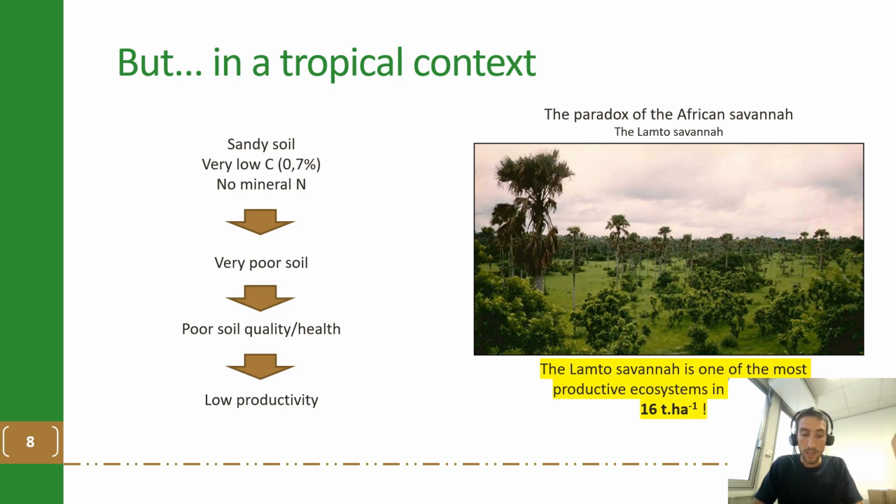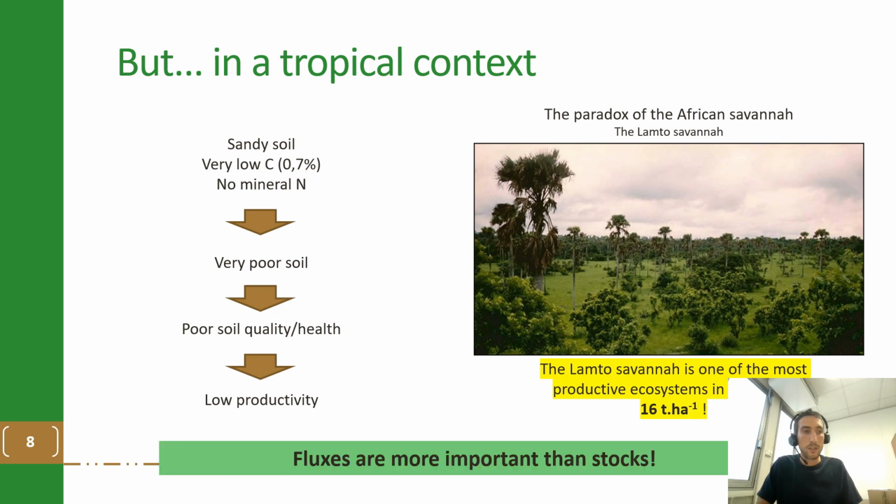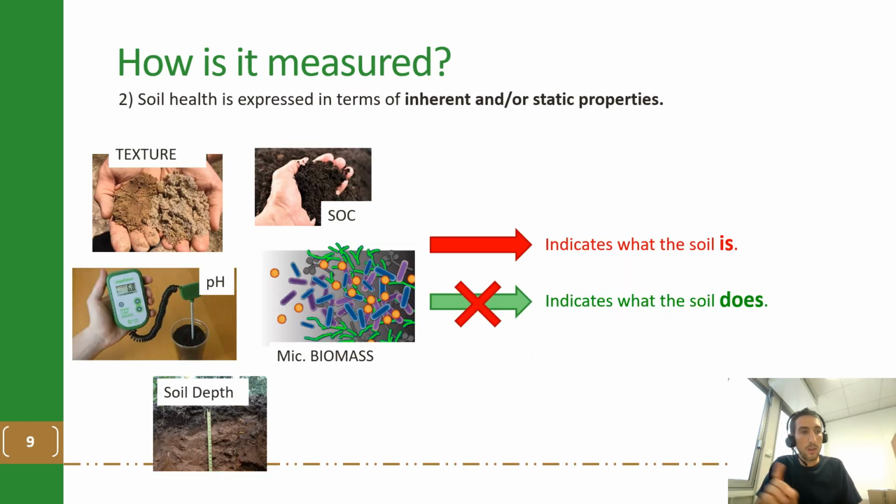In fact, in order to understand, we need to measure fluxes rather than stocks. What's important here is not the quantity of nitrogen, but the flux of nitrogen mineralized from organic matter. The second difficulty concerns measurement: soil texture, pH, quantity of organic matter and depth.